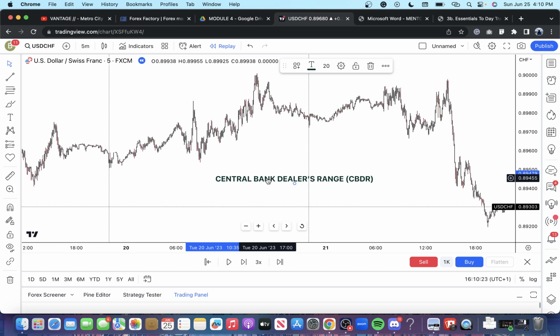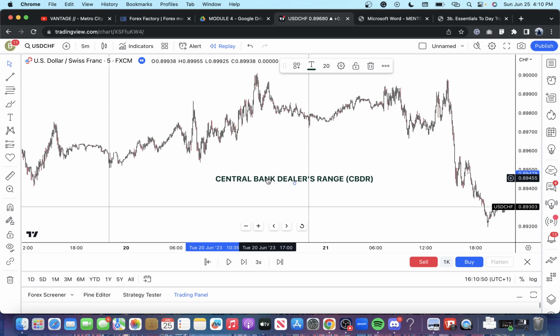Now, the understanding of the central bank dealer range stems from our understanding that price is not delivered on the basis of demand or supply. We understand that price is delivered algorithmically. It is all artificially driven. It is all artificial pricing. So we can pre-anticipate how the daily range should form or set utilizing the central bank dealer's range.